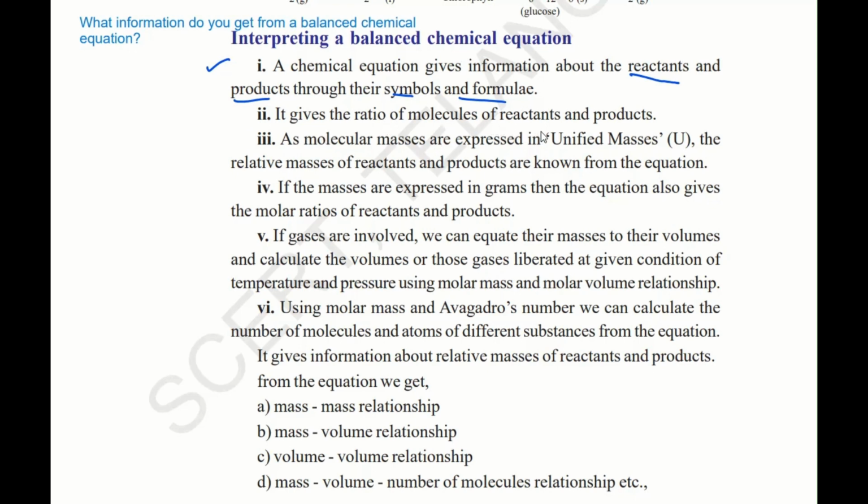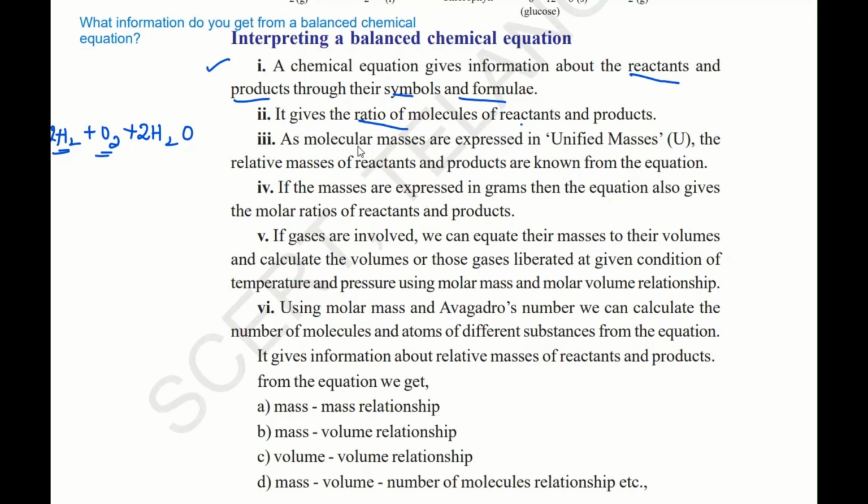The ratio of the molecules of the reactants and the products is present. What is the content that is present? Right, we were balancing the equation like H2 plus O2 gives H2O. What did we do? We made this as 2H2 and here as 2H2O. That means 2 portions of hydrogen for every 1 portion of oxygen. This ratio will be known when you are balancing the equation. So the ratio of the molecules in the reactants and the products also we will know.